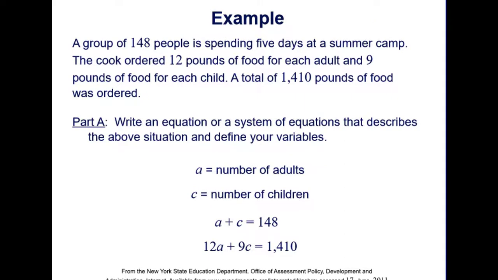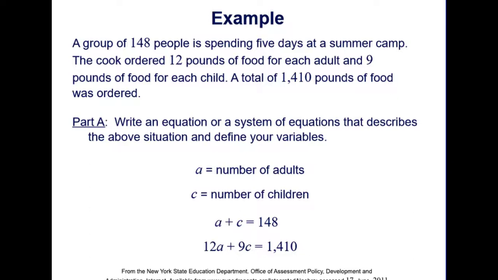A group of 148 people is spending 5 days at a summer camp. The cook ordered 12 pounds of food for each adult and 9 pounds of food for each child. A total of 1,410 pounds of food was ordered. Part A, we need to write an equation or a system of equations that describes the above situation and define our variables.